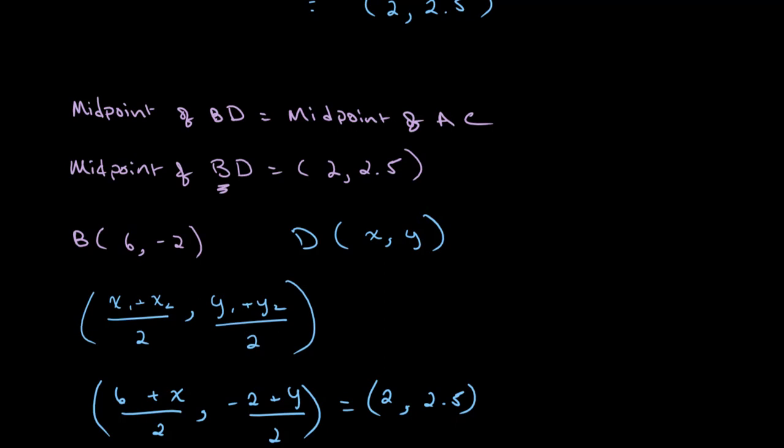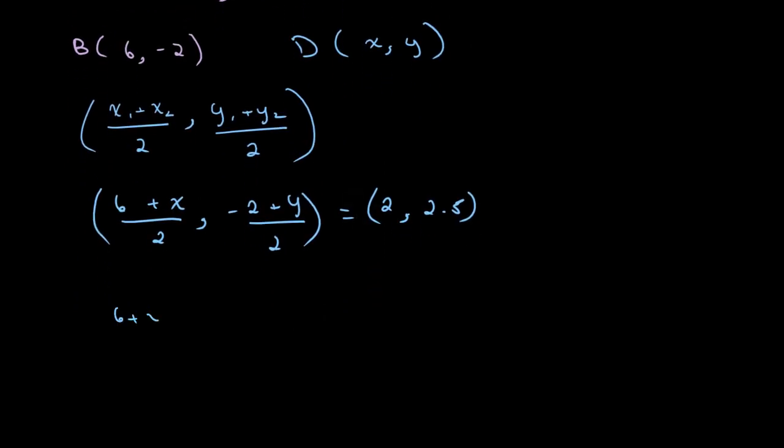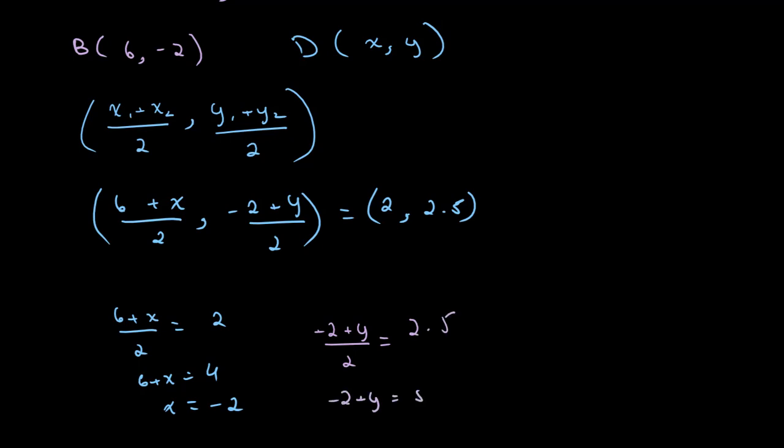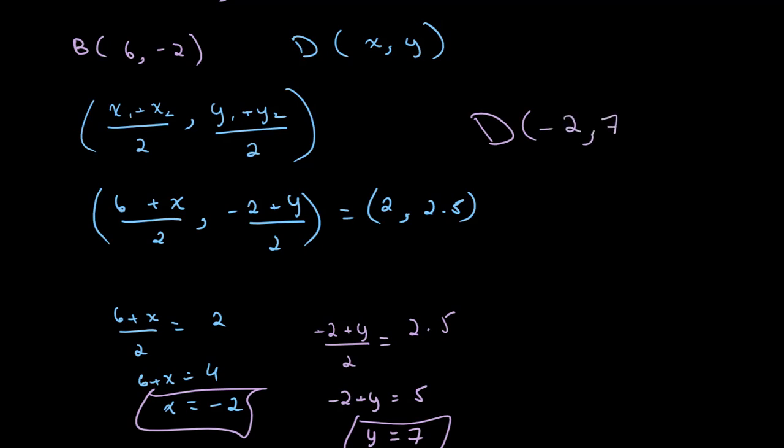So from this, we get that (6 plus x) over 2 is equal to 2. You get 6 plus x is equal to 4. x is equal to negative 2, and then we can plug in our values for y. So we get (negative 2 plus y) over 2 is equal to 2.5. Negative 2 plus y is equal to 5. y is equal to 7. So our value for x is negative 2, and our value for y is 7. So we get the coordinates of D as (-2, 7).